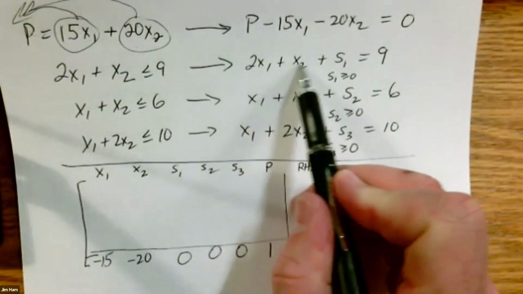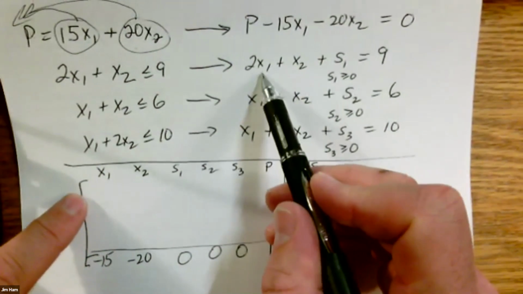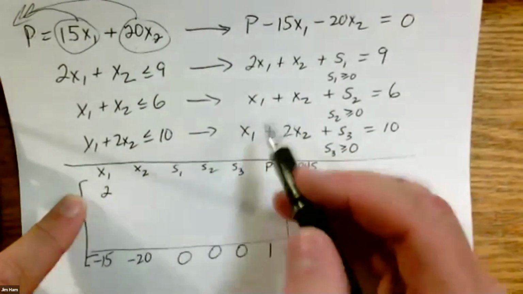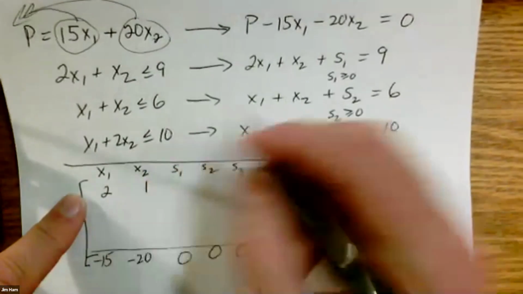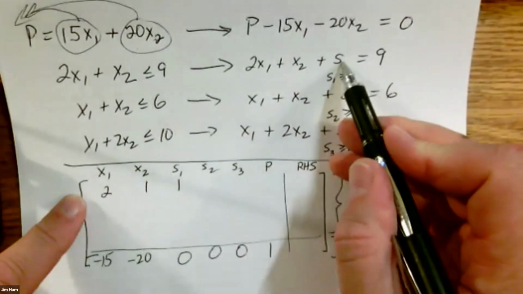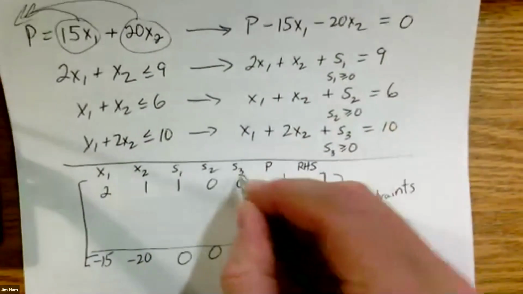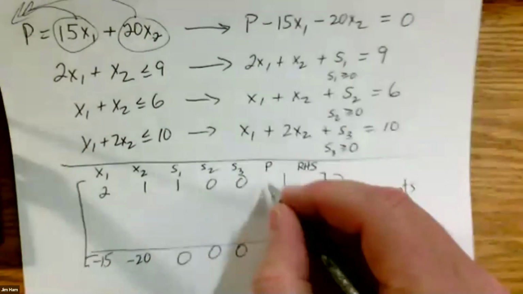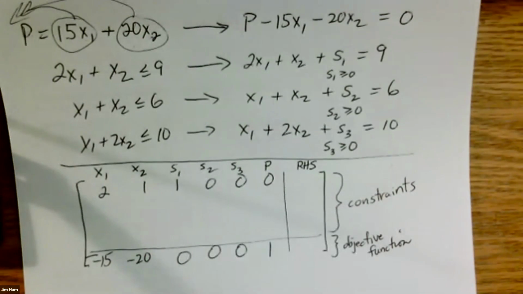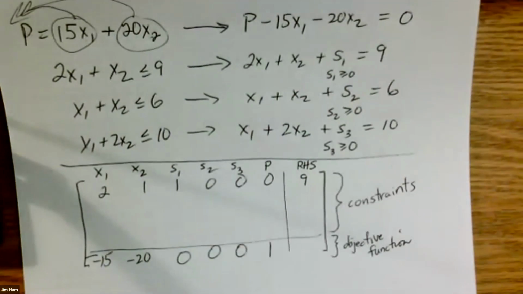All right. This equation is going to appear in the first row. We have 2x1 plus 1x2 plus 1s1. There is no s2 in this equation. There's no s3, so we're just going to put zeros there. There's no p in that equation, so we'll put a 0 there. And then the right-hand side is the 9. So many of these rows are going to contain a lot of zeros.